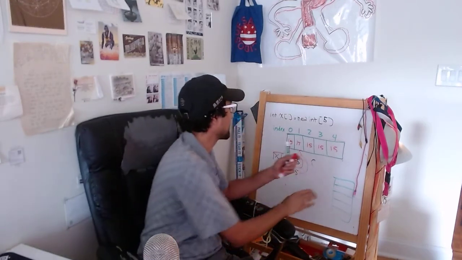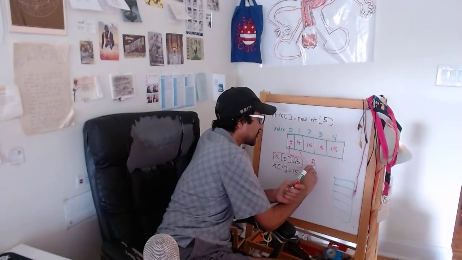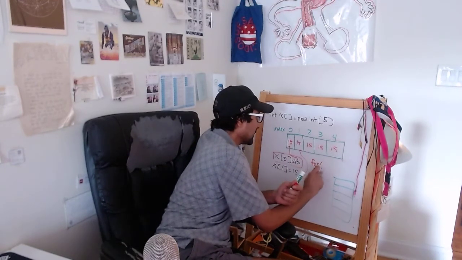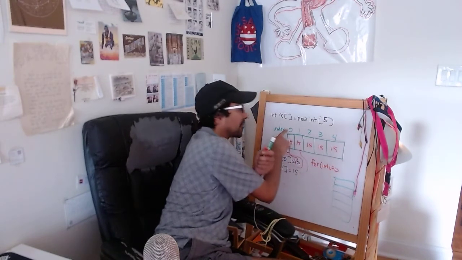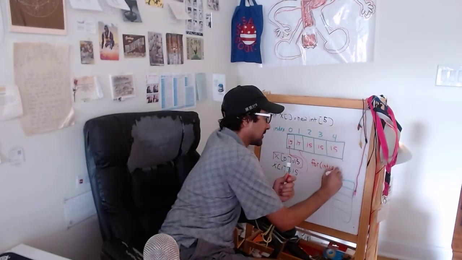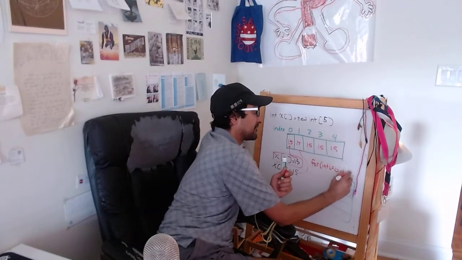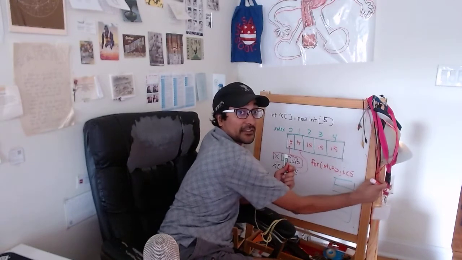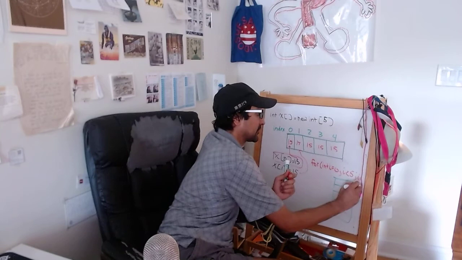Okay, well, now I'm gonna write it in red. And i equals 0. Where do we begin, right? Where do we end? Less than 5, less than or equal to 4, same thing, right? i equals i plus 1.